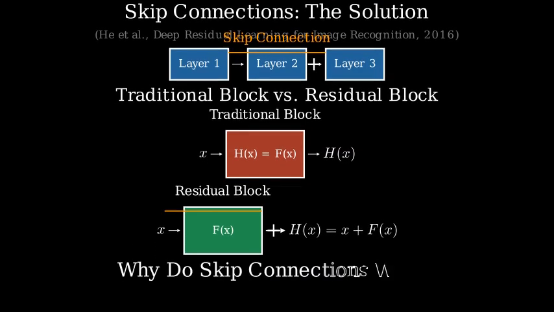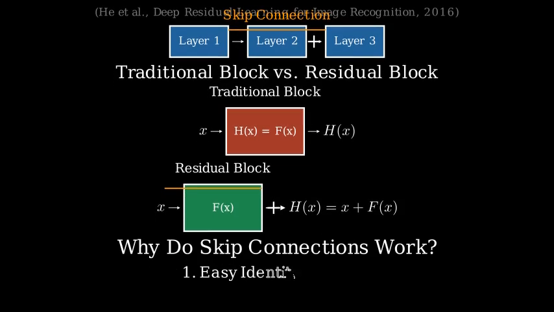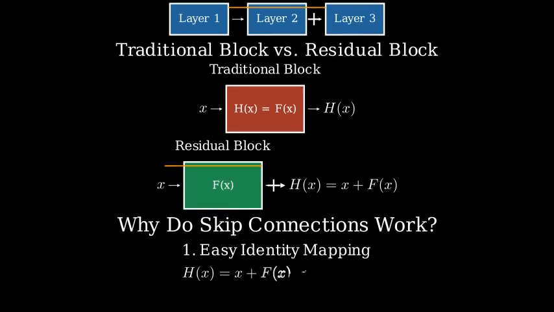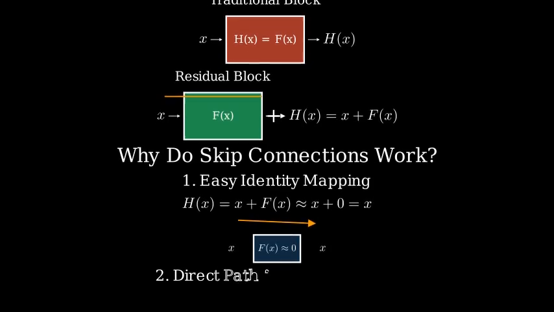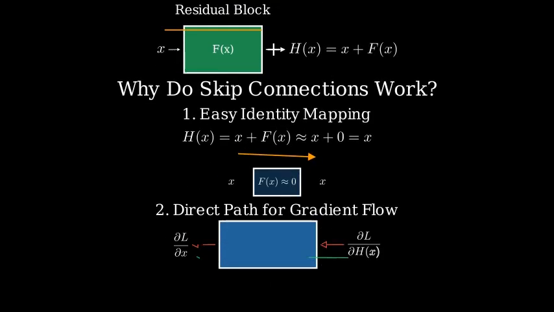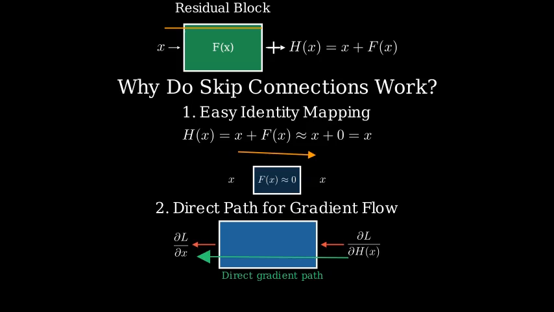Now, let's understand why skip connections work so well. First, they make it easy for the network to learn the identity mapping. If a particular layer isn't useful, the network can simply skip it by making f(x) close to 0. Second, skip connections provide a direct path for gradient flow during backpropagation. Since the gradient can flow directly through the skip connection, it helps alleviate the vanishing gradient problem.